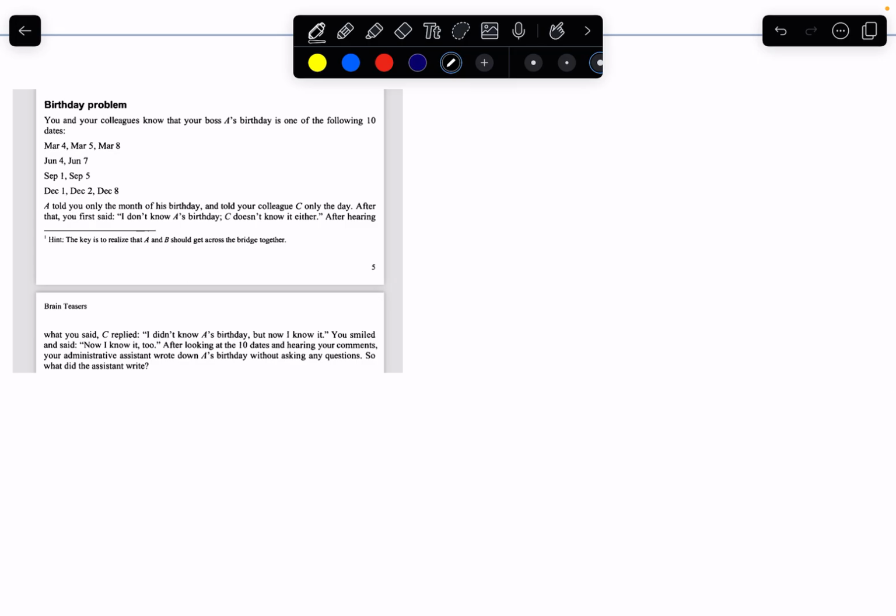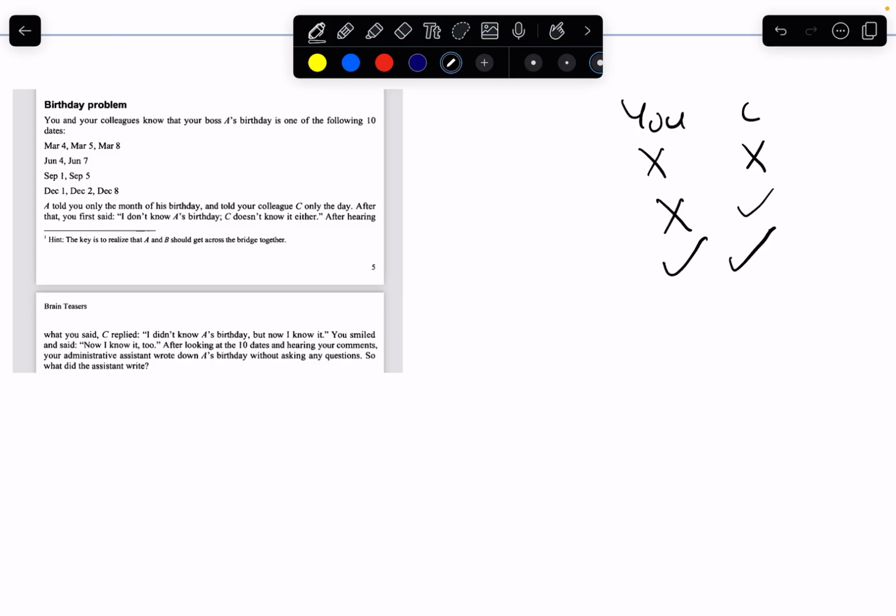So you and your colleagues know that your boss's birthday is on one of these dates, and the boss has told you the month of his birthday, and he's told the colleague only the day. After hearing that, you first make this comment: I don't know A's birthday, but C doesn't know it either. After listening to it, C says, "Well, I didn't know his birthday, but I know it now." And after listening to it, you say, "Well, I know it now too." And the assistant also infers what the birthday is from the statements.